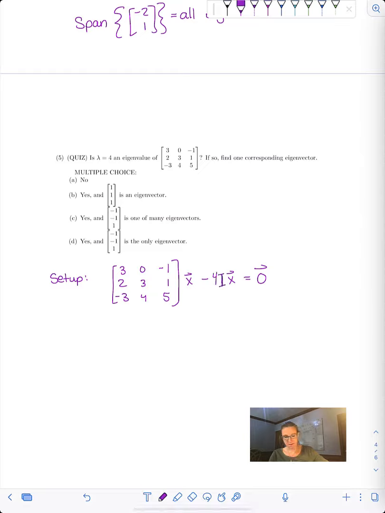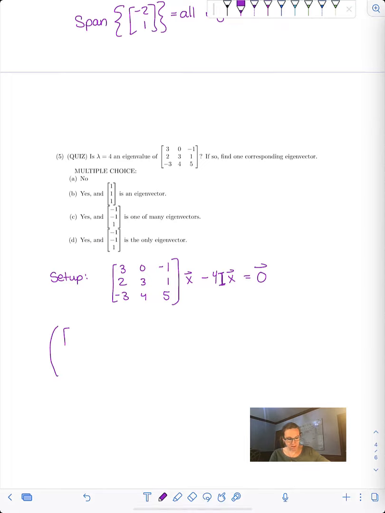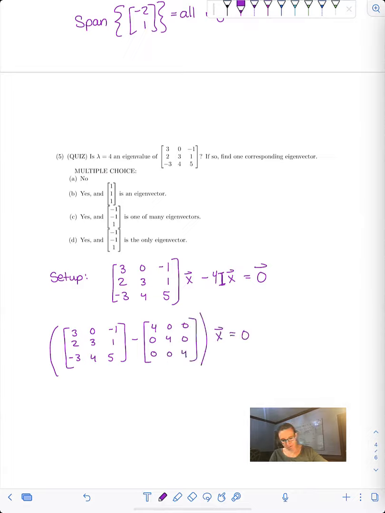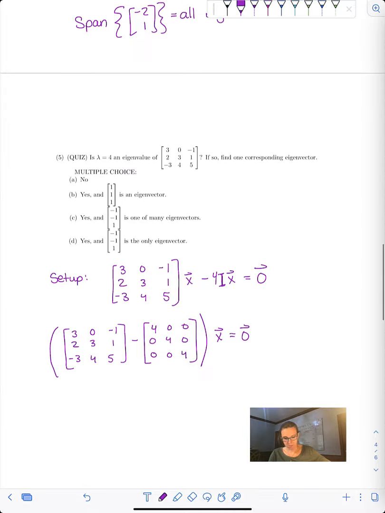Again, the identity is multiplied by that x vector to not change it, which means we can multiply it by our 4I. And so this boils down to solving the system that looks like this. To solve this quiz problem, you need to do that subtraction and see if it has any non-trivial solutions. And if it does have any non-trivial solutions, those give you an eigenvector. Okay.